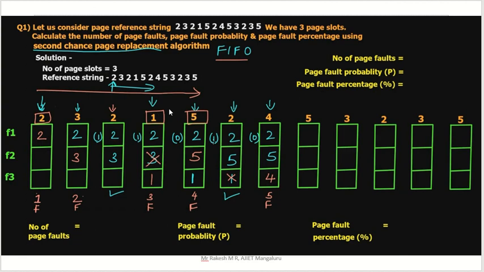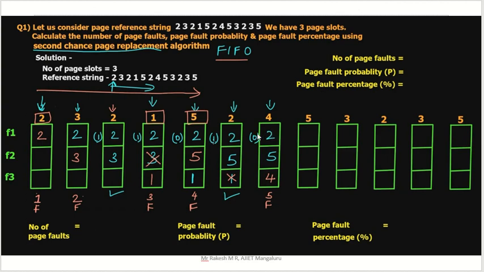Here you can go for this method also. Another one we have seen, right? The LRU method also you can apply. Any one of the algorithms we can apply here for second chance. So here 1 we have to replace. So out of 2, 5, 1, 1 is the least recently used, so replace that. How to replace that?